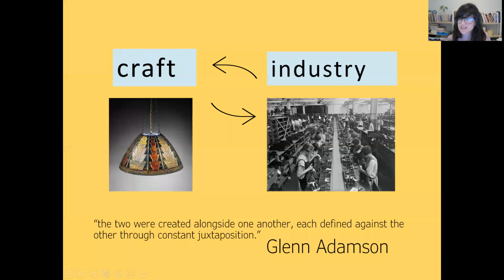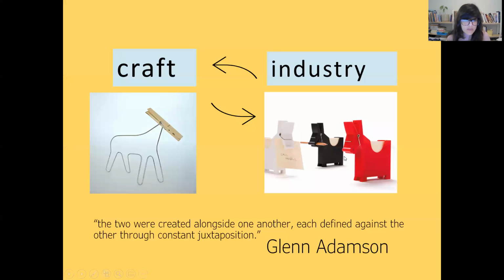To continue that, I would like to adopt Glenn Adamson's contemporary approach, which argues that craft is a concept of modernity and refuses to place it against industry because, and I quote, "The two were created alongside one another, each defined against the other through constant juxtaposition." And I can say the same about Kaufman's practice. He works between the lines of craft and industry, and both worlds are fed by and depend on each other.